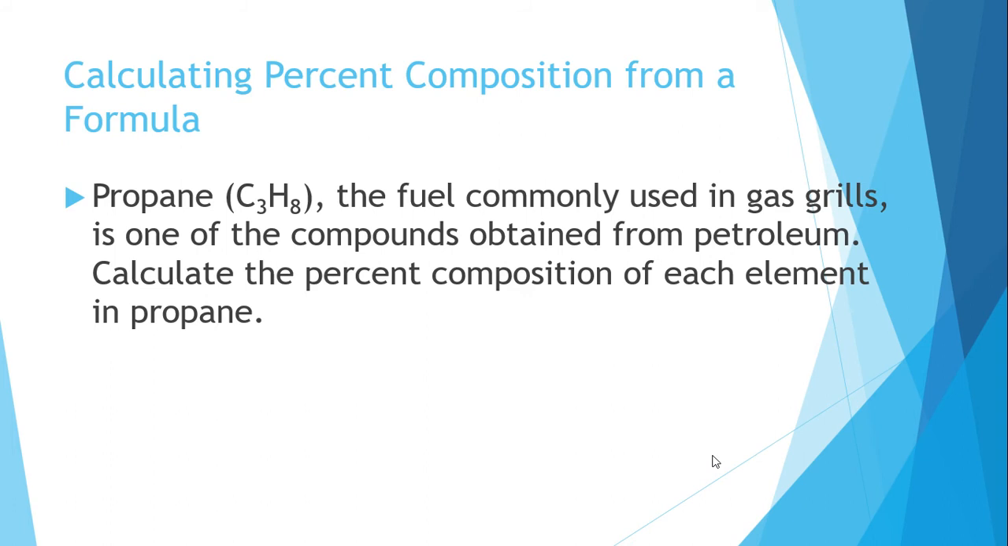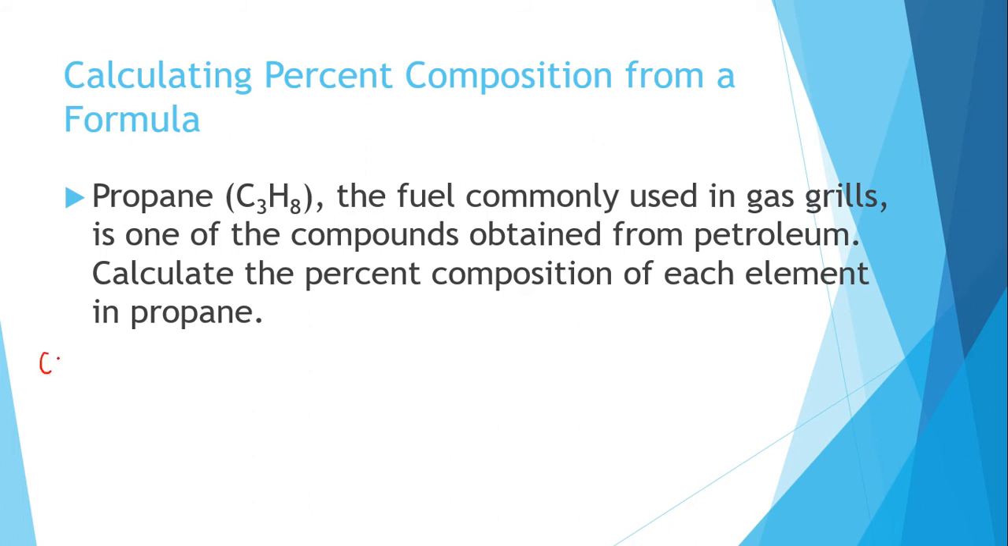We're going to look at an example of propane. It says propane, which is C3H8, is the fuel commonly used in gas grills. It is one of the compounds obtained from petroleum. I want to calculate the percent composition of each element in propane. And the easiest way to do this is to figure out the molar mass.